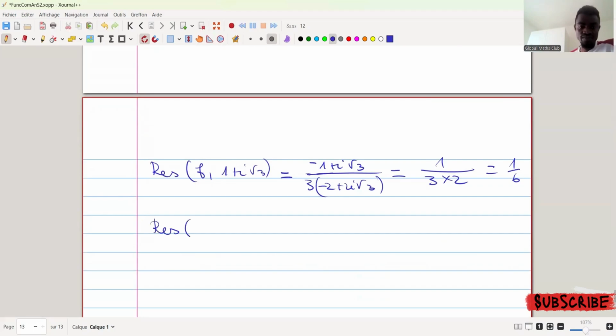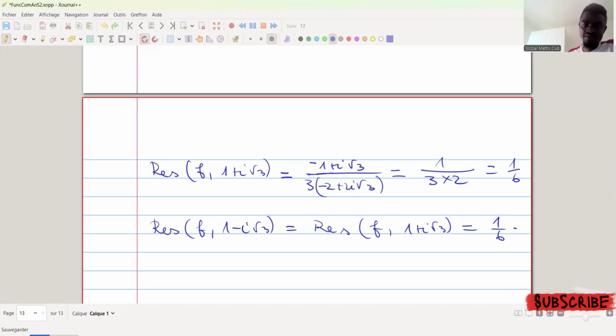The residue here is the same thing because they are conjugate. So by symmetry.